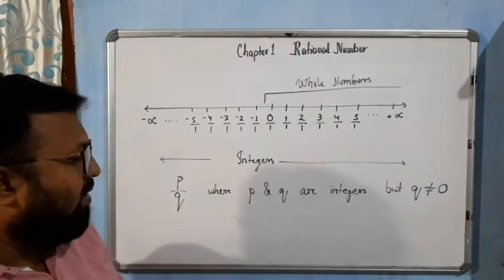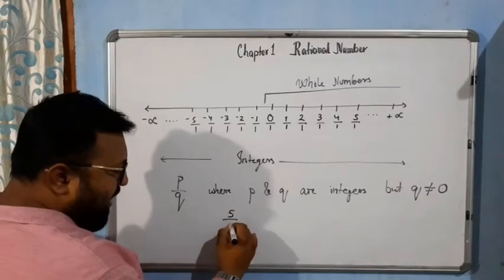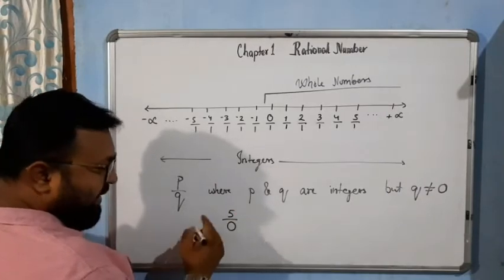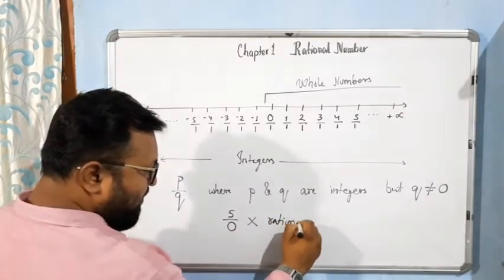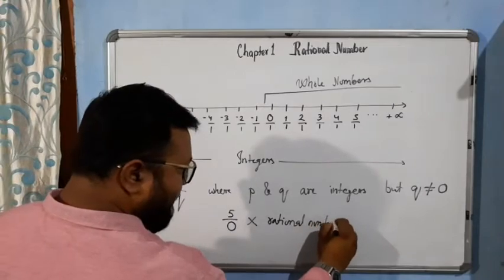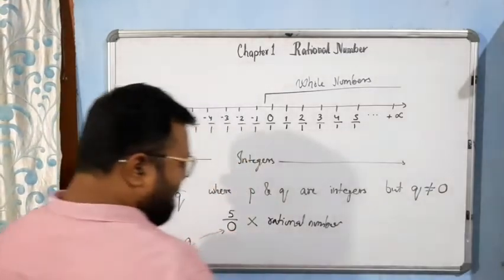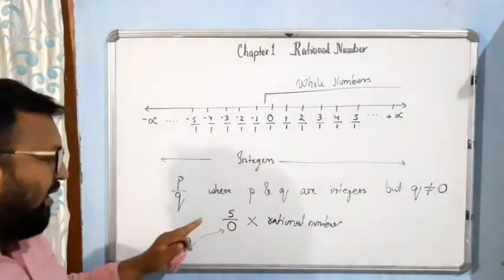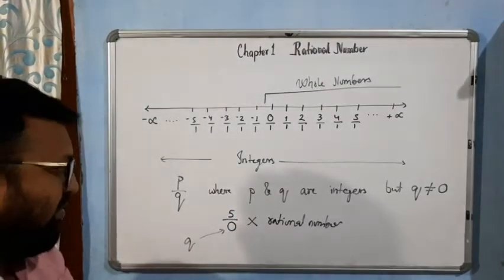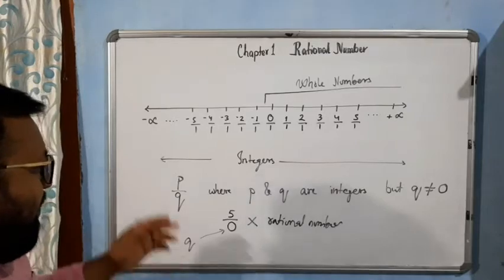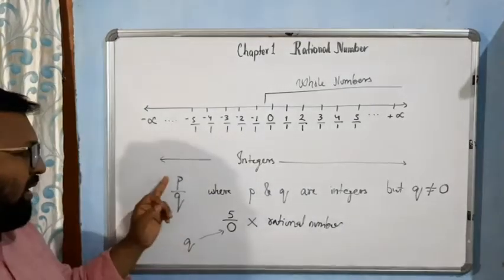Is that clear? Now if I write, suppose 5 by 0, then in this case it is not a rational number. Why? Because here our Q shouldn't be equal to 0, but we have written 5 by 0. That's why this form of a fraction will never be a rational number. So we can say that P and Q both can take the positive value and negative value. Only P can take the value of 0.